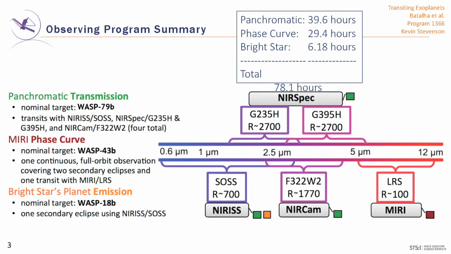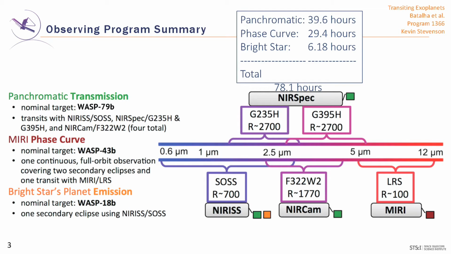The second program is the MIRI phase curve program, nominally looking at WASP-43b. This is a very short orbital period hot Jupiter, about 19.5 hours to make one full rotation. We'll observe the entire phase curve observation of that planet, starting with secondary eclipse, moving through transit, and then finishing off after the second secondary eclipse. And really, this will allow us to test the long-term stability of the MIRI LRS instrument, as well as serve as a proof of concept for future phase curve observations, which produce a significant amount of science based off of a single observation.